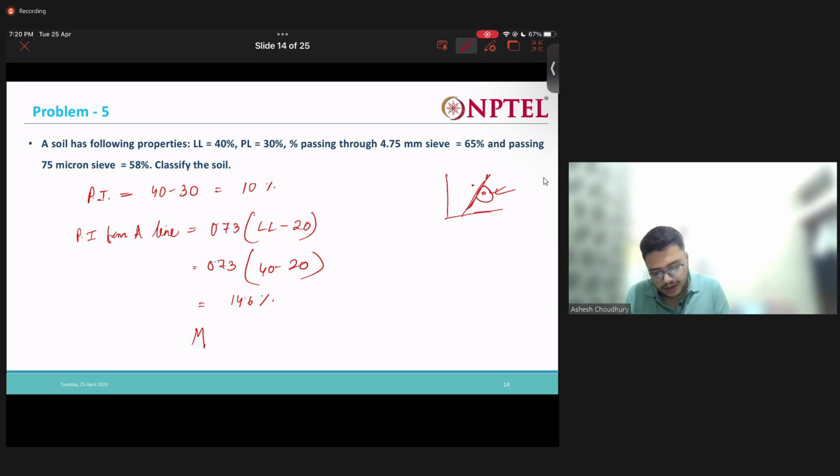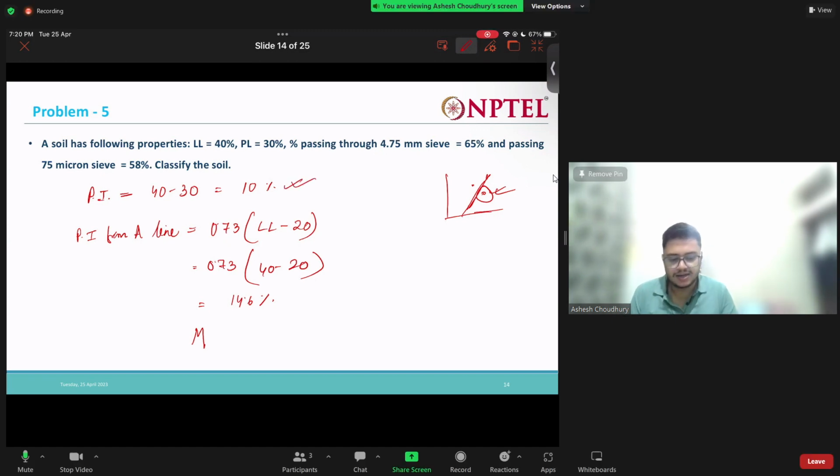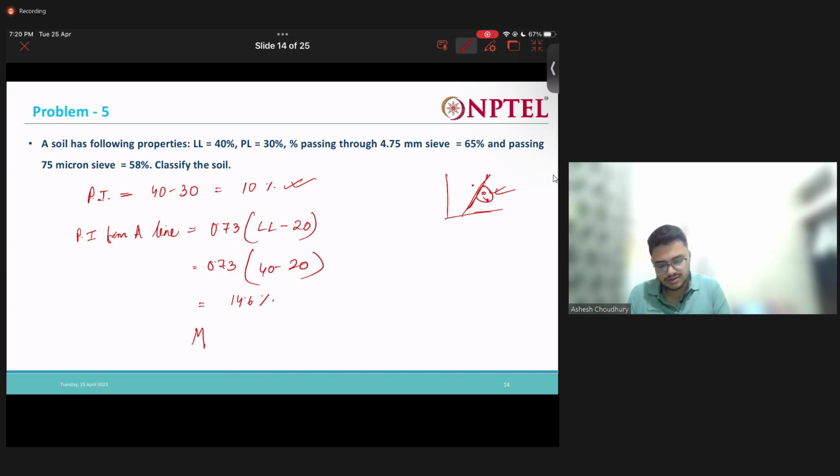Yeah, so our plasticity index is 10%, right? So this is greater than 10%, so the A line is above that, and the soil is below that, so it will be M. And what will be the suffix?